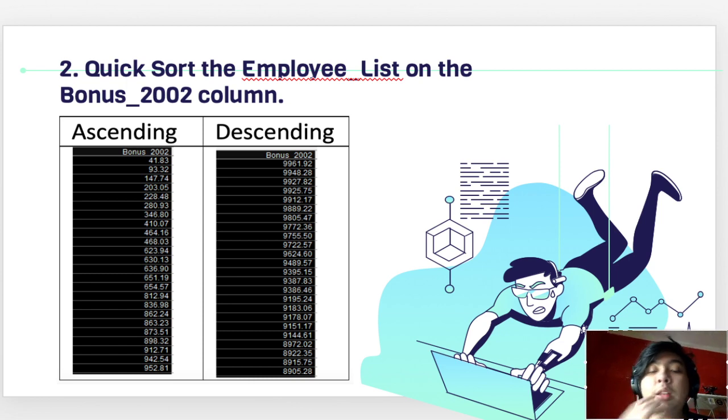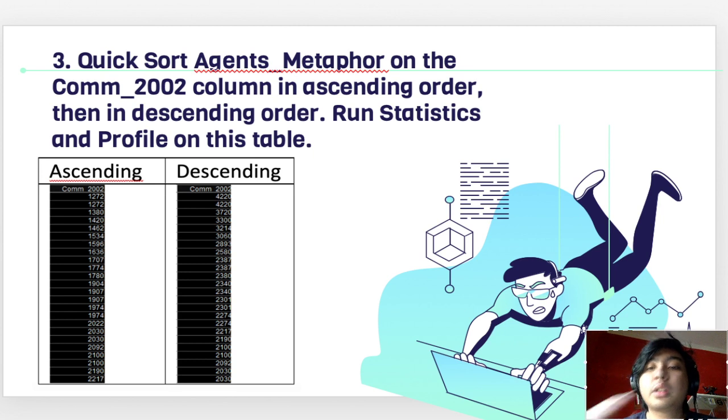And number 3 is similar. Quick sort the credit card metaphor on the commission 2002 column in ascending order, and then in descending order, and run statistics on and profile on this table as well. So here's the quick sort. On the left is the ascending, and descending on the right.